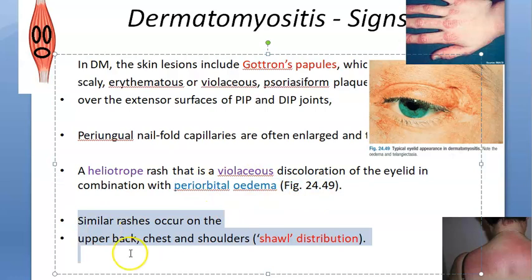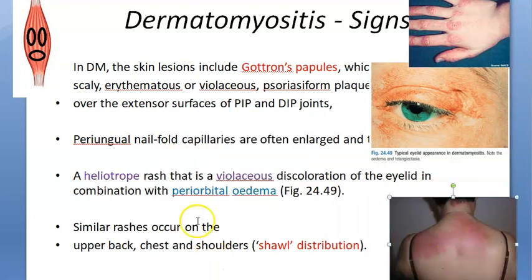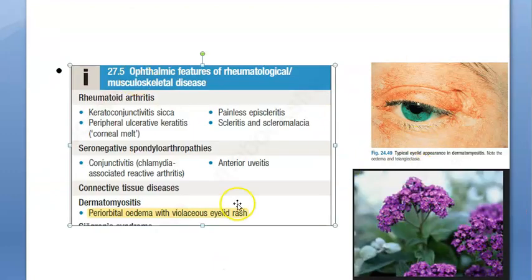Okay, then similar rashes can be there in upper back, chest and shoulder. So upper back is this one and chest and shoulders in front. This is called a shawl distribution, when you wear a shawl. So where will you see shawl distribution rash? Dermatomyositis, very good. So now let's go here. What are they trying to say here? In dermatomyositis, you'll have periorbital edema with violaceous eyelid rash. Yes, this is an ophthalmic feature of a rheumatological musculoskeletal disease.